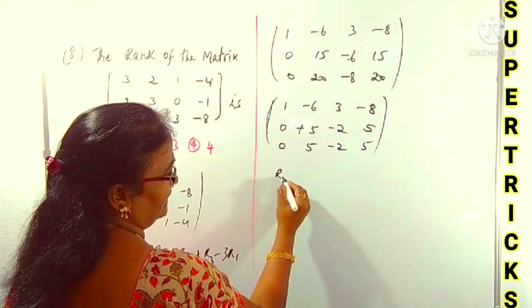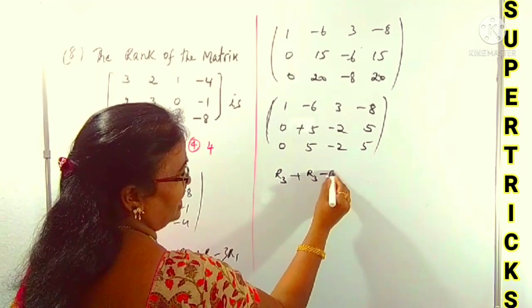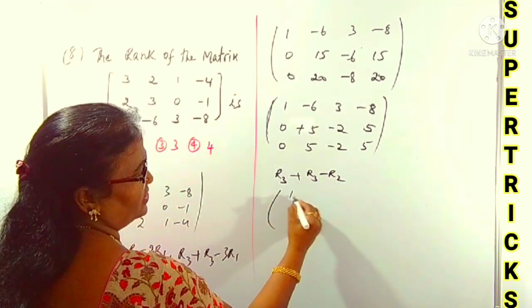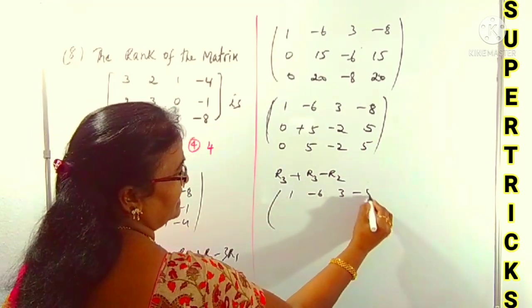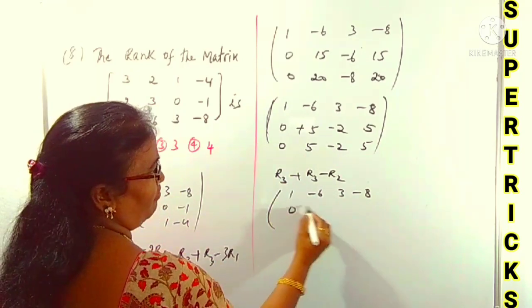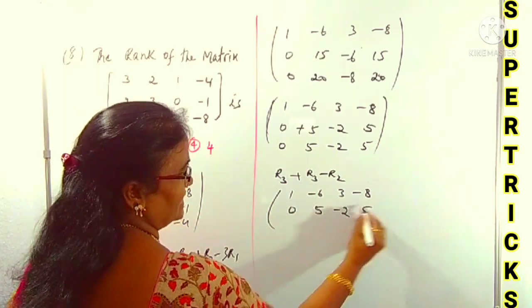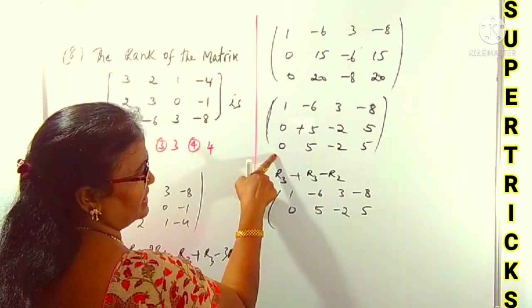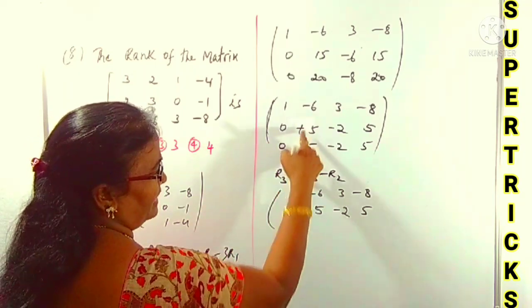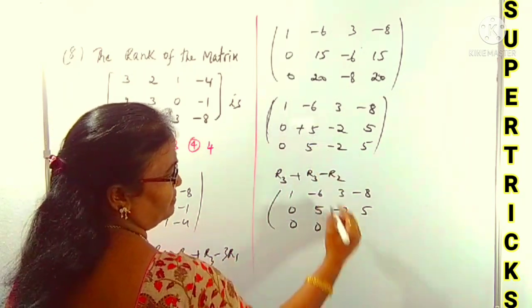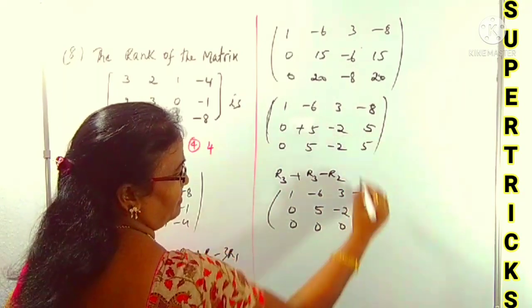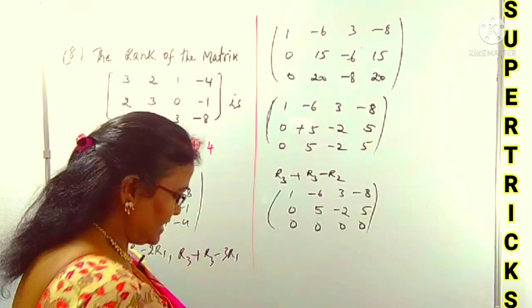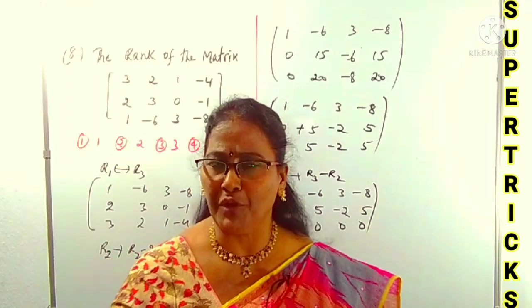We can observe that we can replace R3 by R3 minus R2. What happened? The first row, 1, minus 6, 3, minus 8, is as it is. The second row, 0, 5, minus 2, 5, is as it is. But if you do the subtraction, 0 minus 0 is 0, 5 minus 5 is 0, minus 2 plus 2 is 0, as well as 5 minus 5 is 0. So this type of form is called the echelon form.